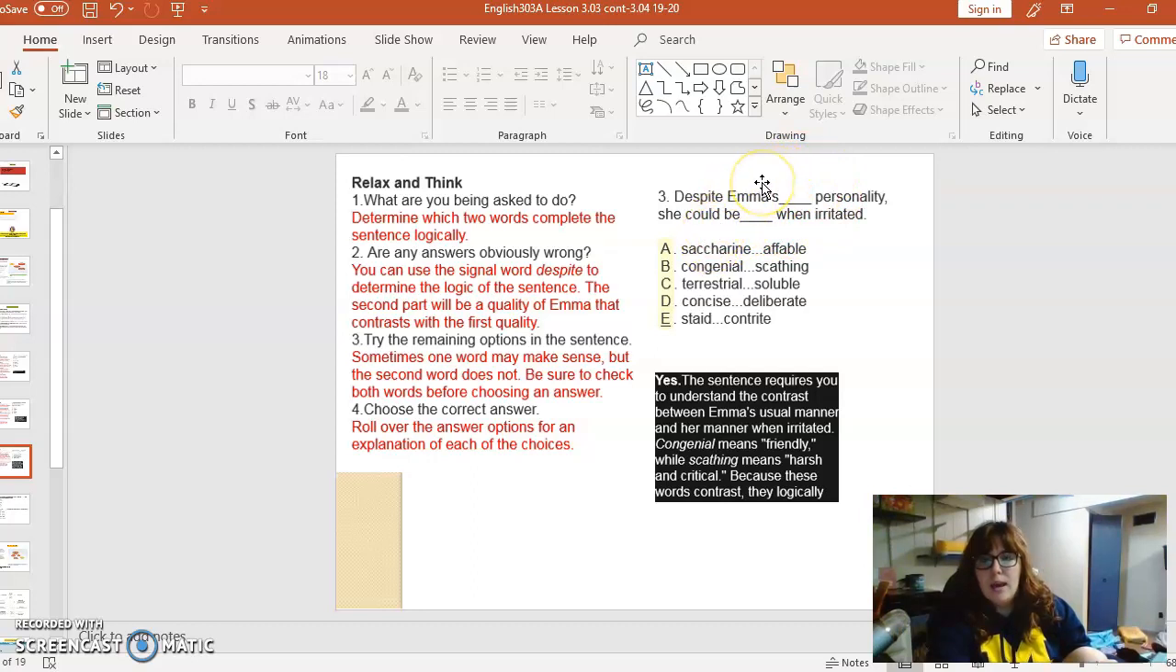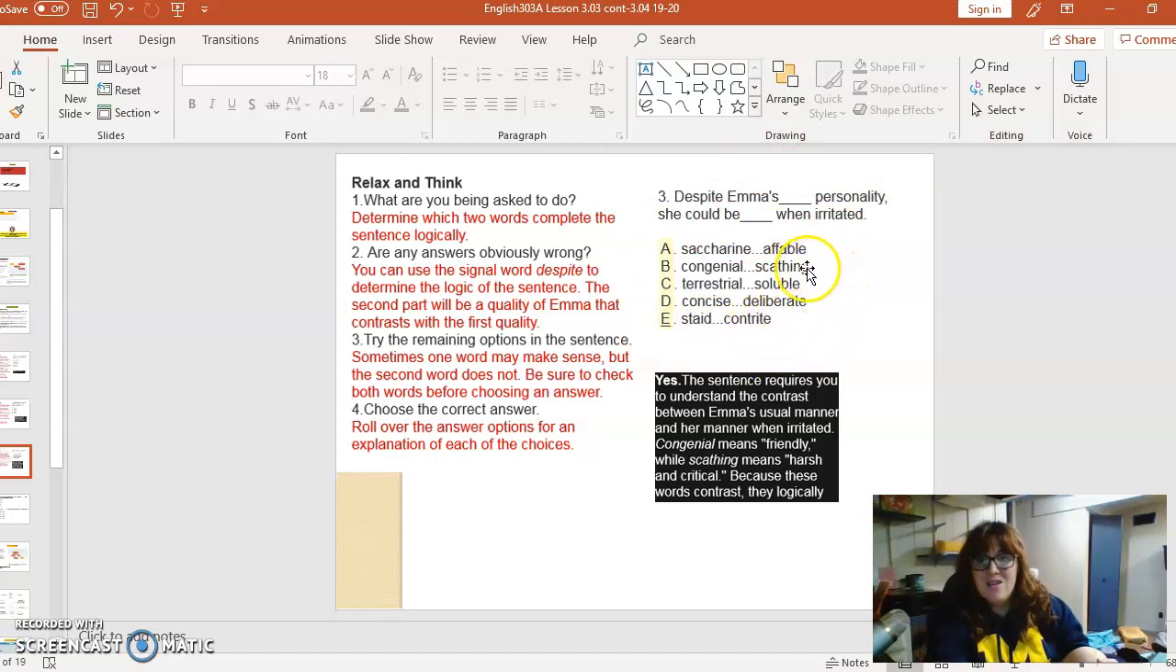So if we look at the first words, terrestrial means land, so that means seas out. That doesn't even make sense. Concise means you're to the point. So that doesn't really make sense. So I would take those two out. And then if I'm looking over here at the second ones, so we have A, B, and E left. Affable means kind of like good-natured. Well, we're looking for opposite of a good-natured personality when she's irritated, so that's out. And then we're left with these two.